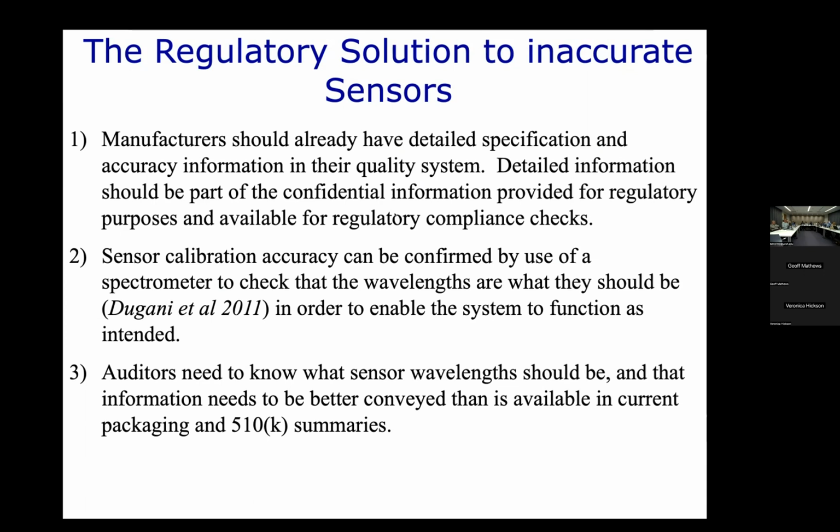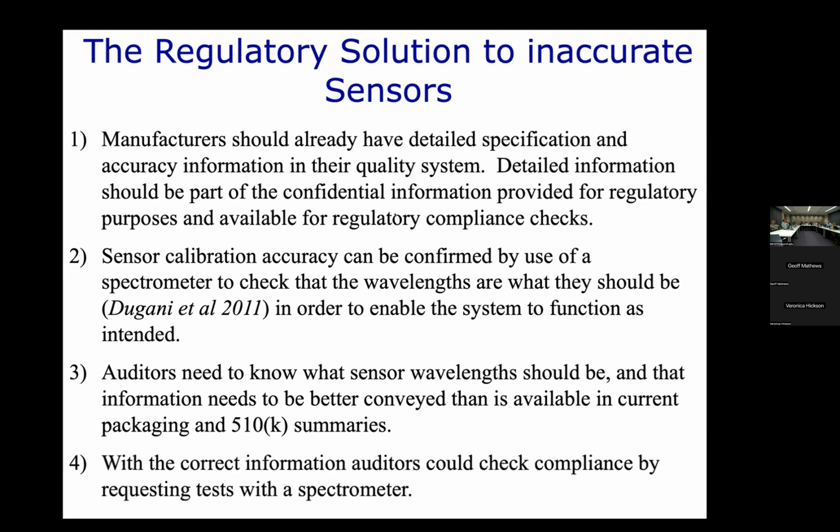What we're saying is we're checking for introduction of an additional bias into the system, so that the system works as it's meant to. And in order for that to happen, auditors need to know what sensor wavelengths should be, and that information needs to be better conveyed than you'll find in current instructions for use and 510K summaries. And auditors could check compliance if they have the manufacturer use a spectrometer to prove it.